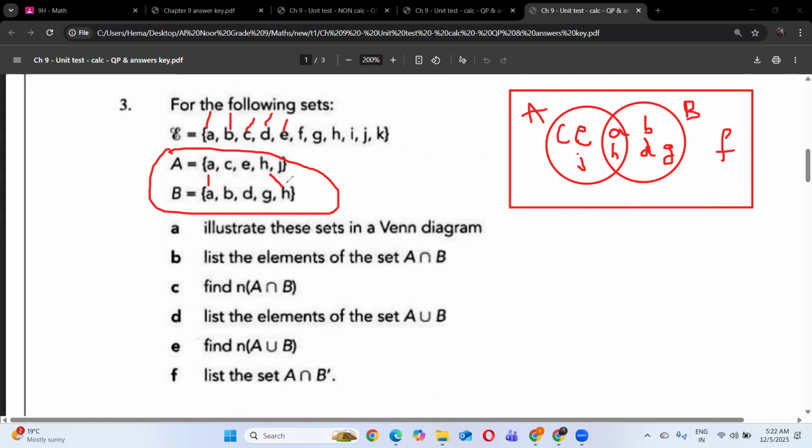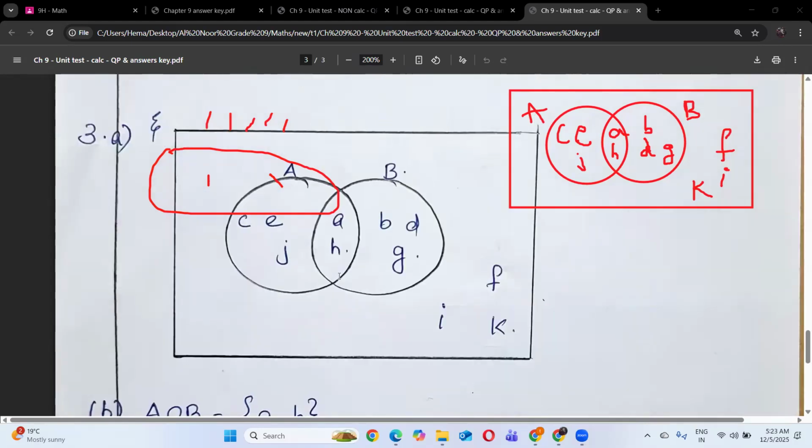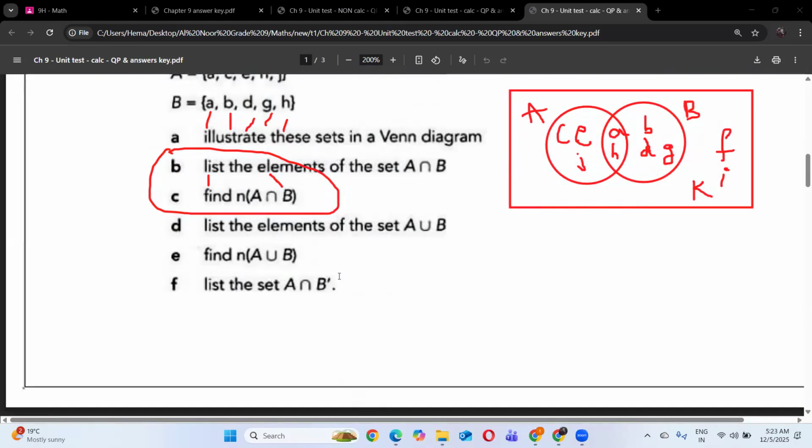So G already inside. I. So I is also outside. And J is inside the A. And K is also. So K. So F and I, K, they are not belong to A and B. So we have written them outside the circles. Now we completed this diagram. Let us check with the answer. Yeah, IFK, correct. Next.